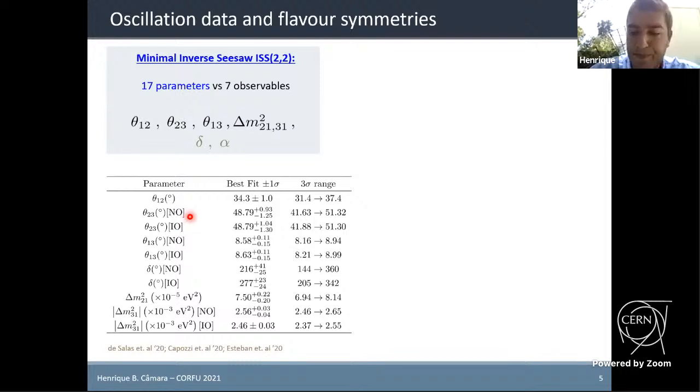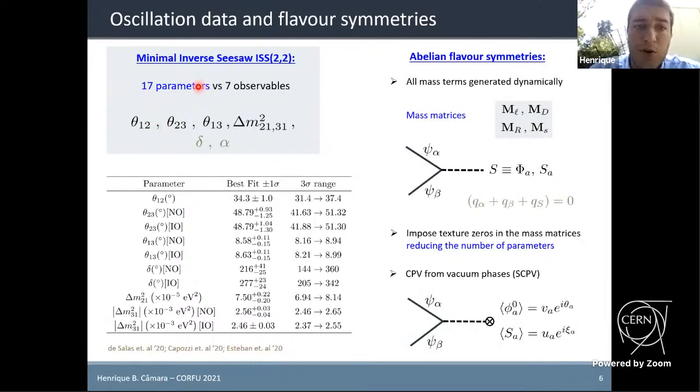In order to check the compatibility with oscillation data, we use the one reported here in this table that was obtained by the Valencia group in Spain, which performed the global data analysis, and they also assume the three neutrino oscillation paradigm. So now the main idea of our work is to try to reduce this number of a priori parameters to make our model a bit more predictive. So we are going to use flavor symmetries, namely abelian, global ones. They can be U(1) continuous groups or discrete Z_n symmetries.